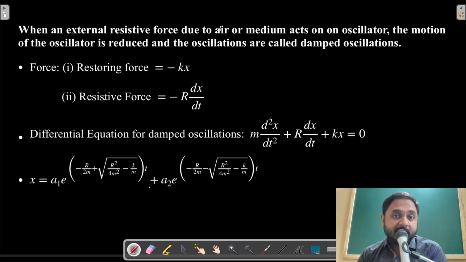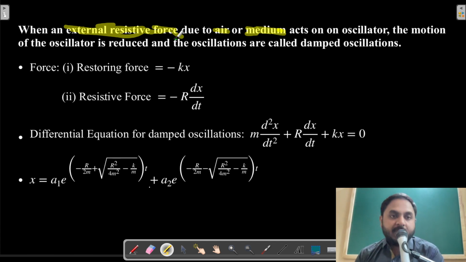That external force might be due to air, or it can be due to any different medium. That medium might provide viscosity, it might provide friction, and because of that viscosity or friction there is going to be an external resistive force. There will always be an external resistive force which is going to act on the oscillator, and because of this the motion of the oscillator will be reduced. It won't move as it should move originally.